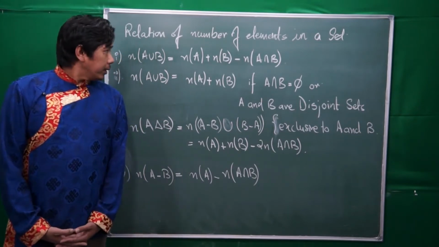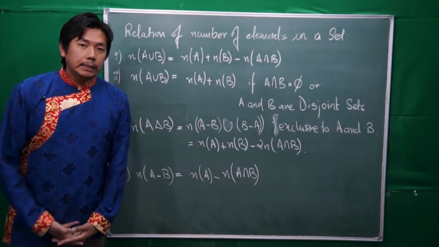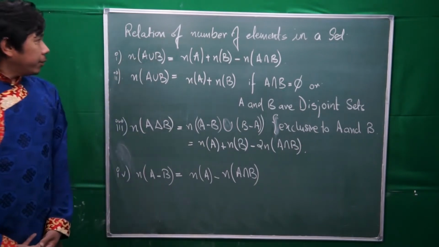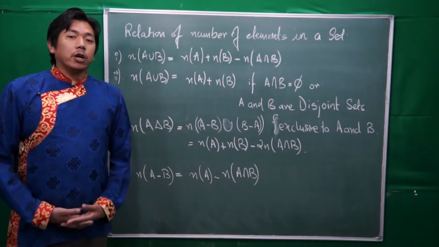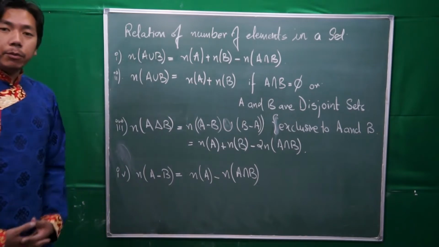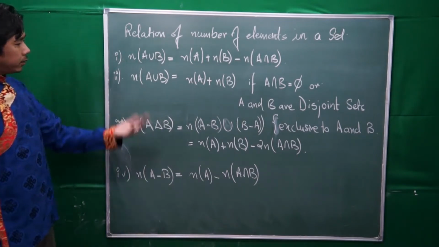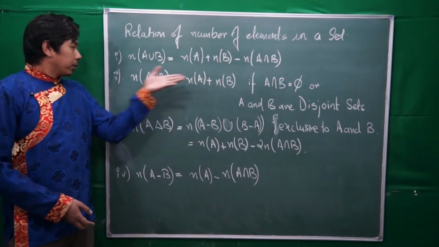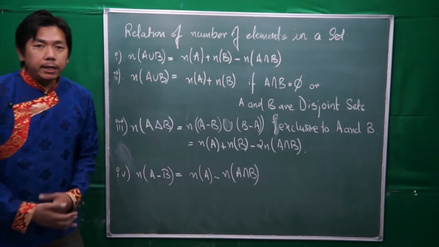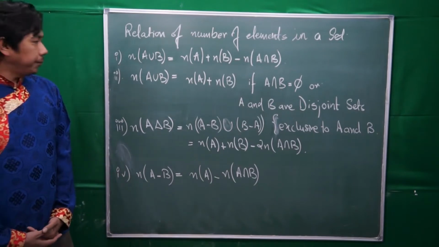In this part we'll be doing the relation of the number of elements in a set. By the number of elements in a set, we are talking about the cardinal numbers. You must remember what a cardinal number is. We have certain relations. We are going to note them, and then I'm going to explain how they function.